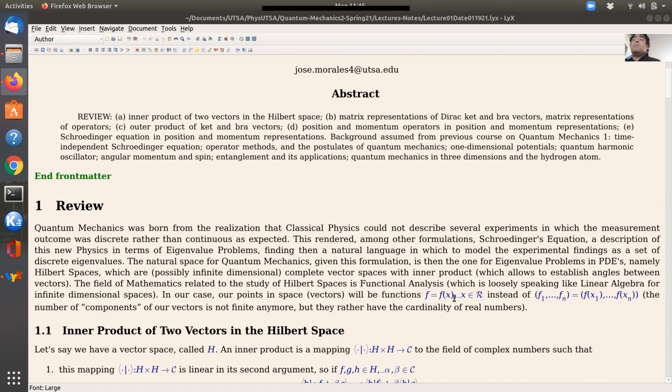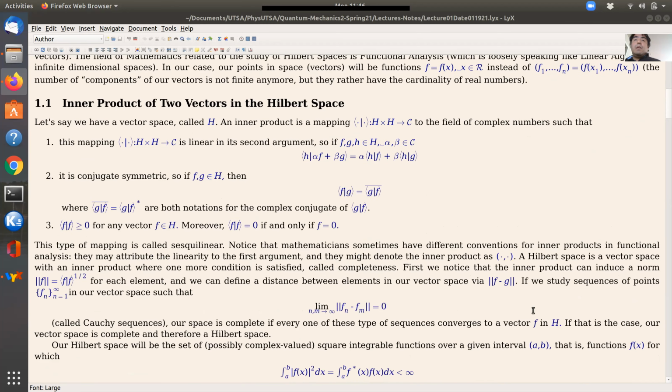So you have a function of x where x is a real index, instead of having discrete x1, x2, xn, etc. That's the analogy, and how we will pass from the discrete case to the continuous case when we talk of functions rather than vectors with a finite set of components. Again, the number of components of our vectors is not finite anymore, but they have the cardinality of the real numbers. So just to make some analogy.